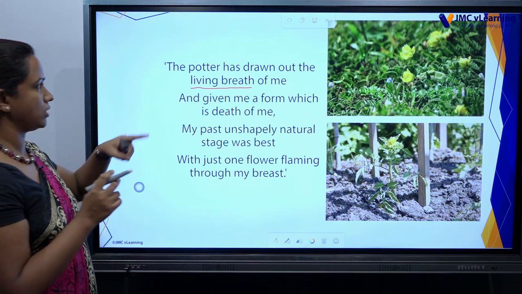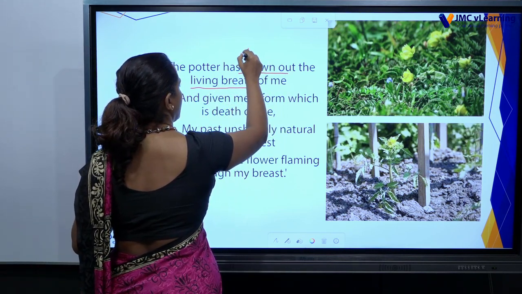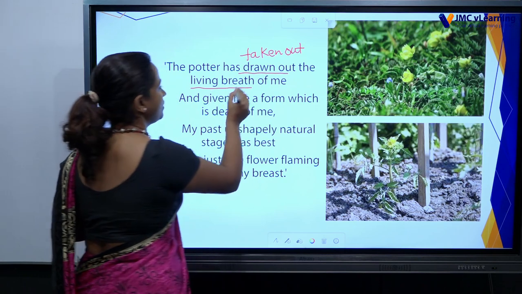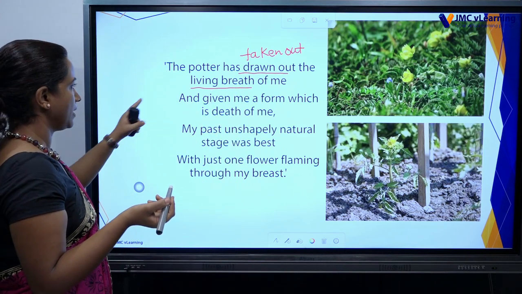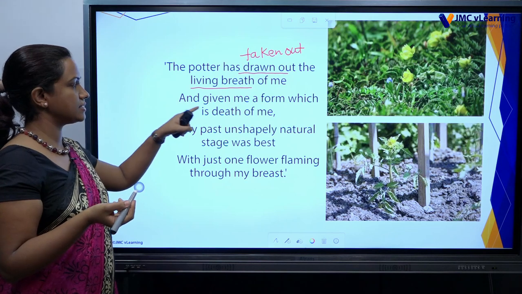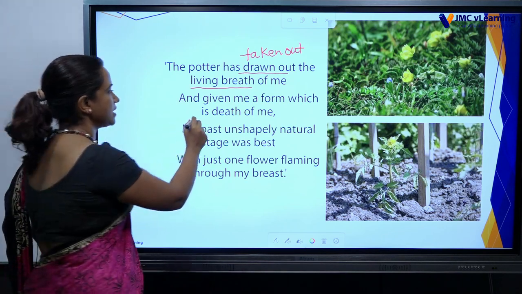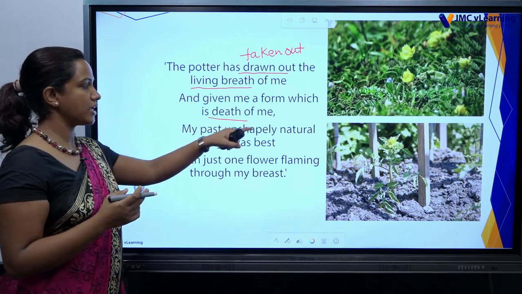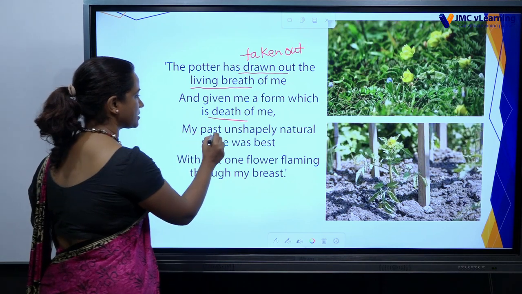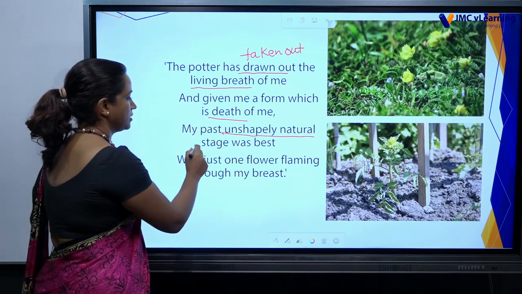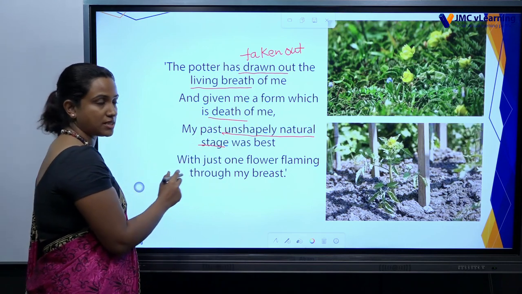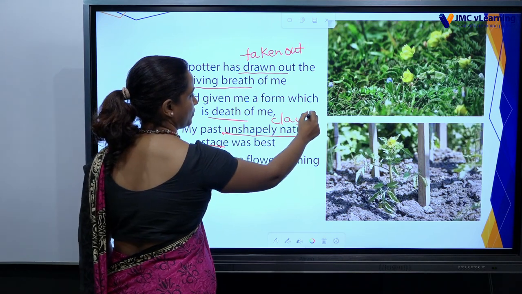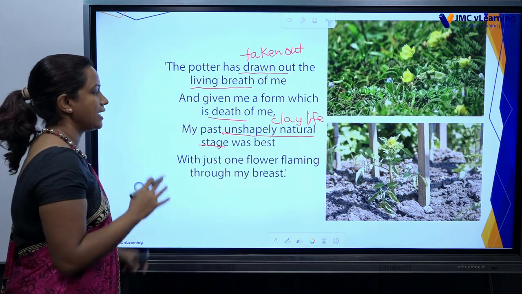The potter has drawn out, taken out the living breath. So he's no more breathing at all. And given me a form which is death of me. He considers this life as a death, a total death. He's not aware, he's not living. My past unshapely natural stage was best. He's talking about the clay life. Life as a clay is the best.